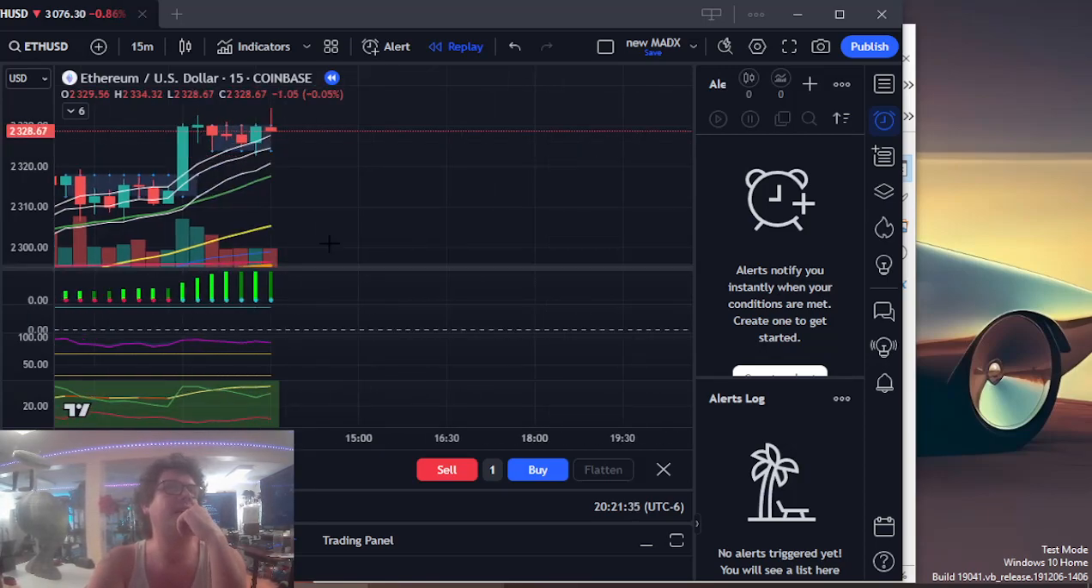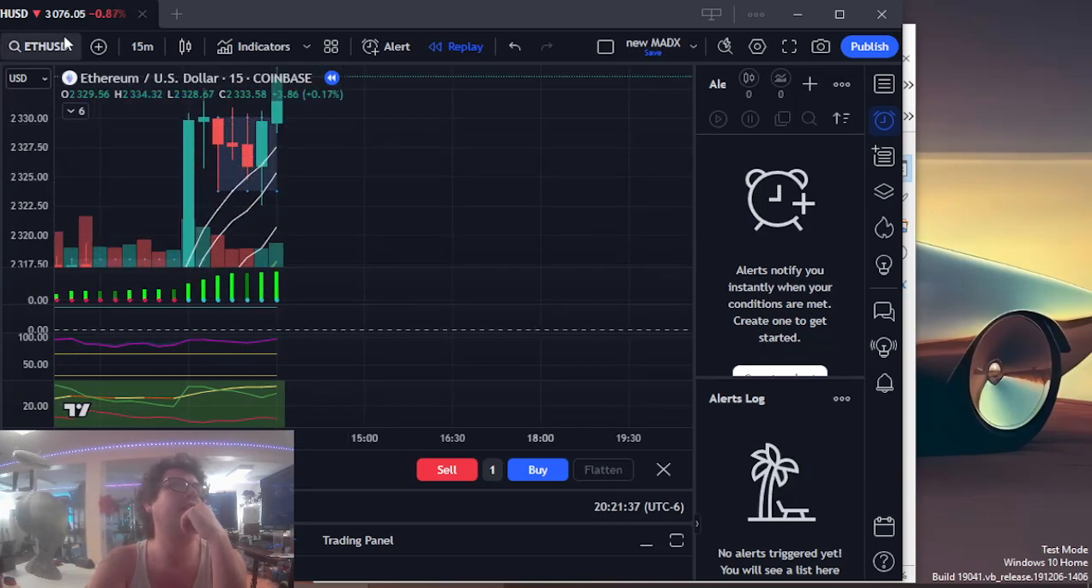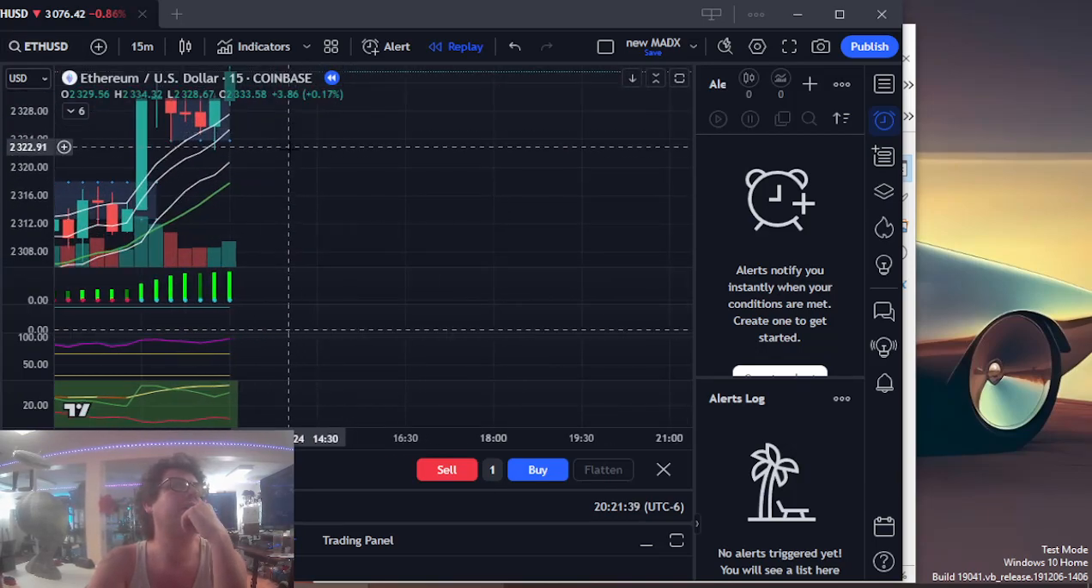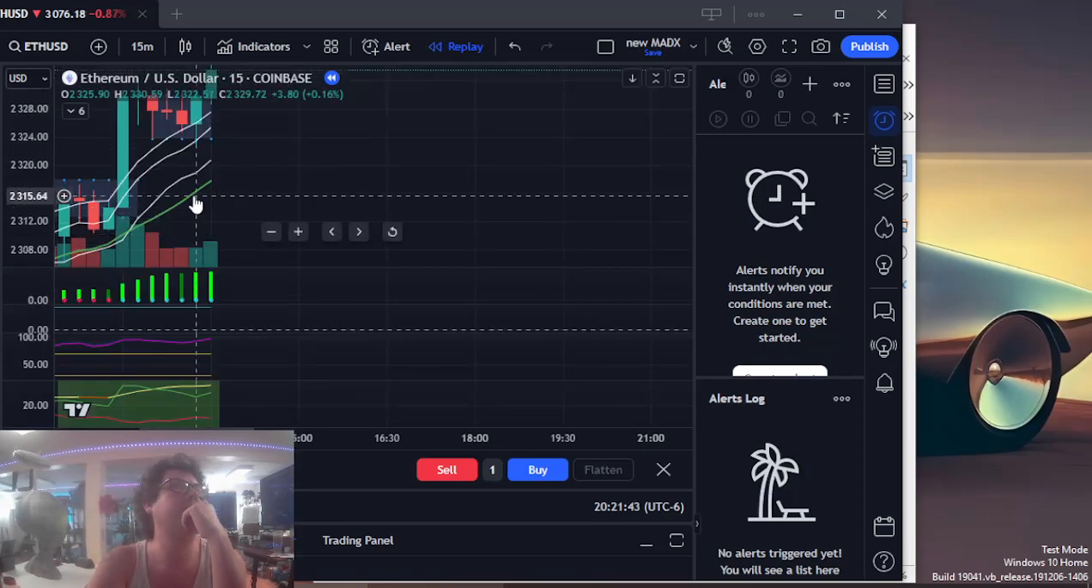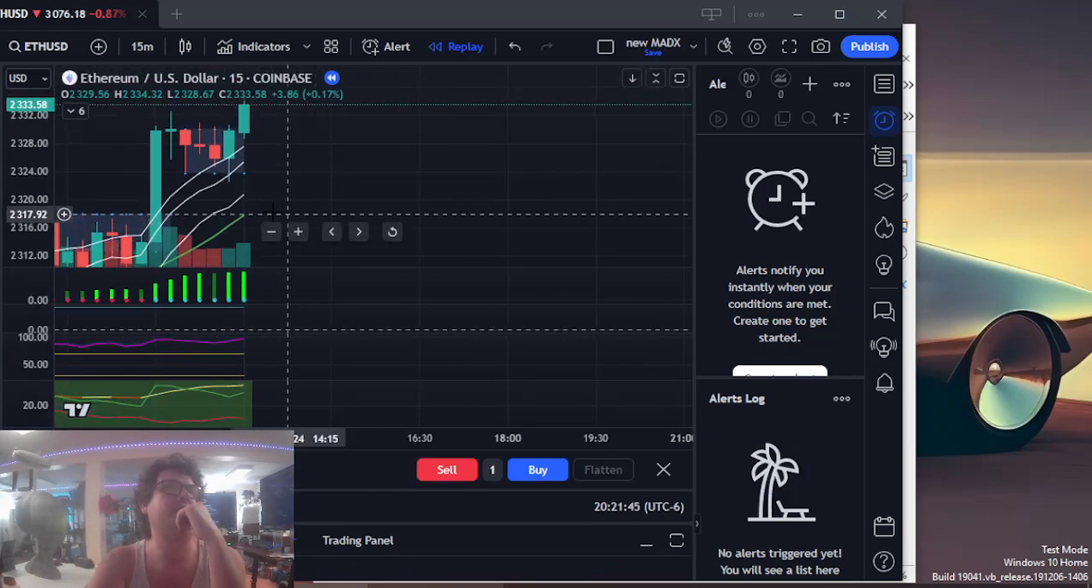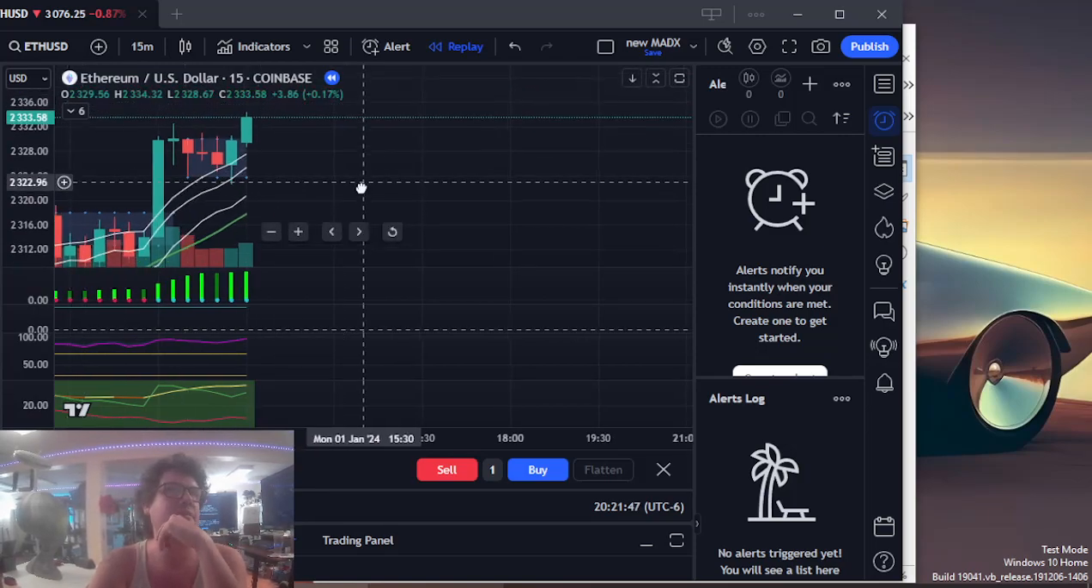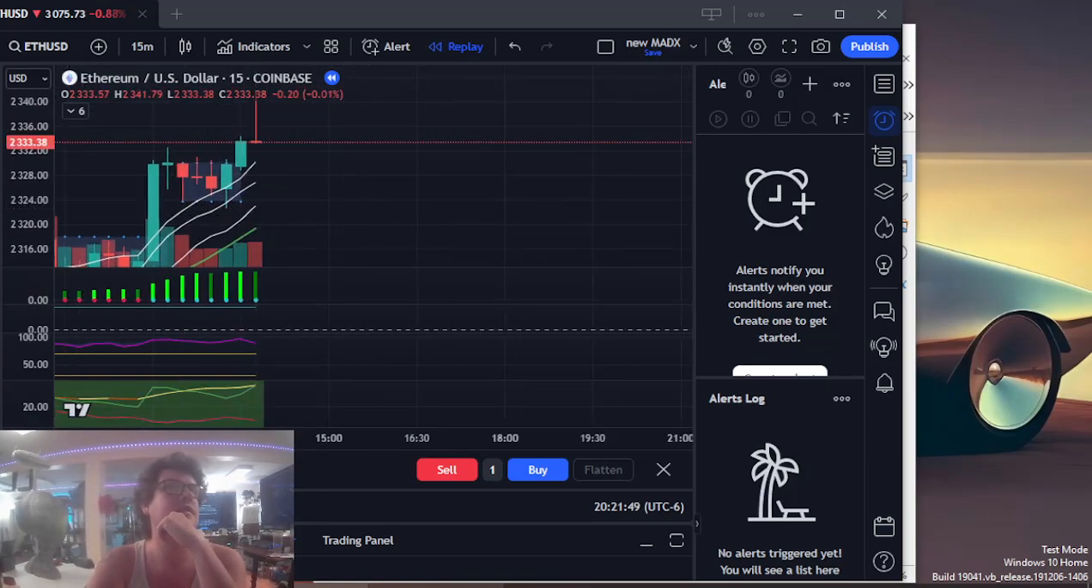We got a new supply-demand box going. Actually, let's see if that's stair-stepping volume. We need to go one at a time so we don't miss any trades here.